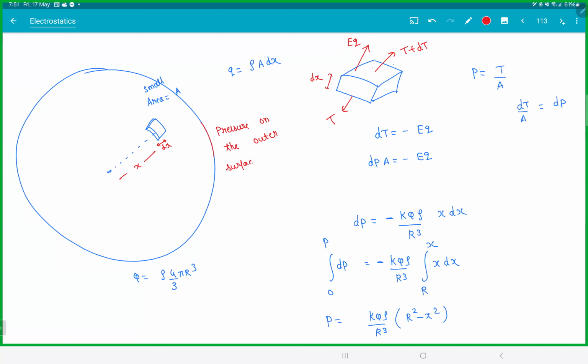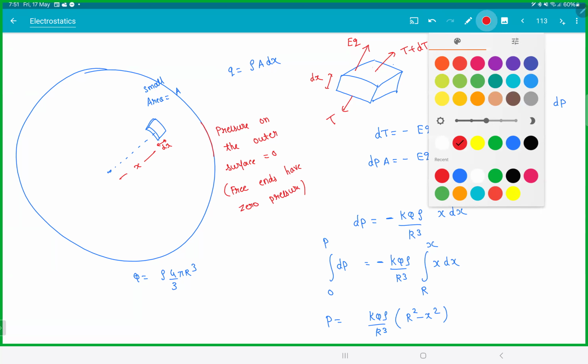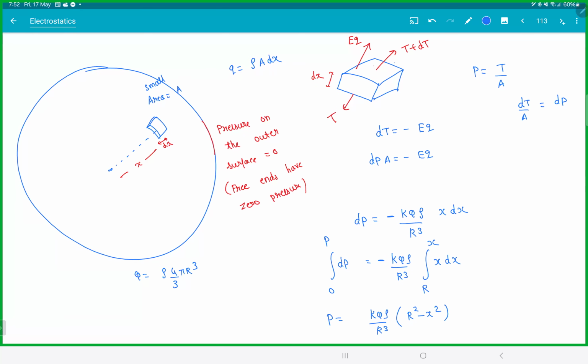Pressure on the outer surface is 0. Basically, free ends and open surfaces have 0 pressure. Simply, there is no one else to push the surface on the outside. I agree, there's a pressure here, but there's no pressure here. You can actually substitute the value. What do you get?